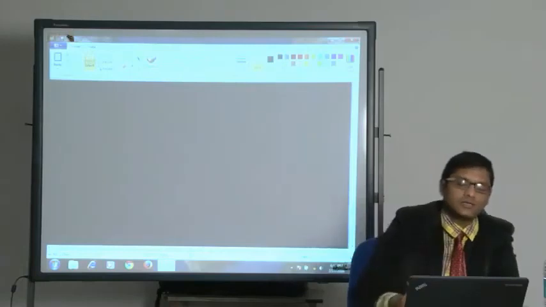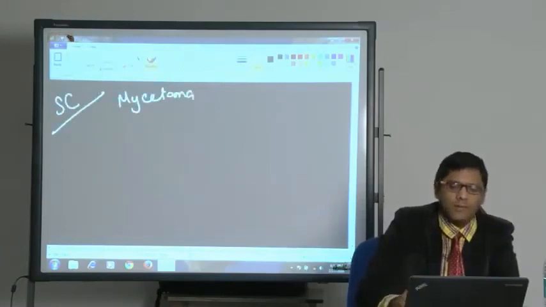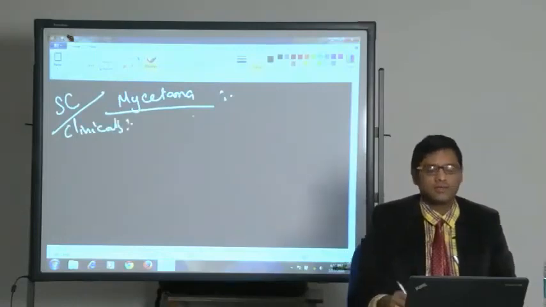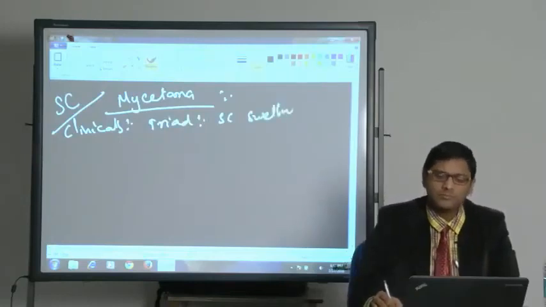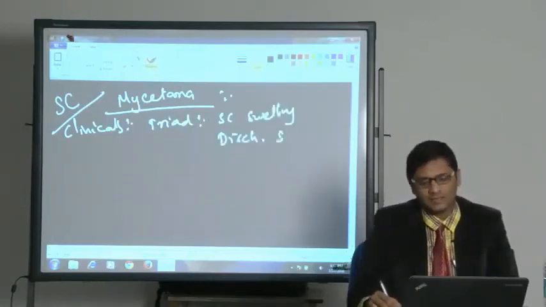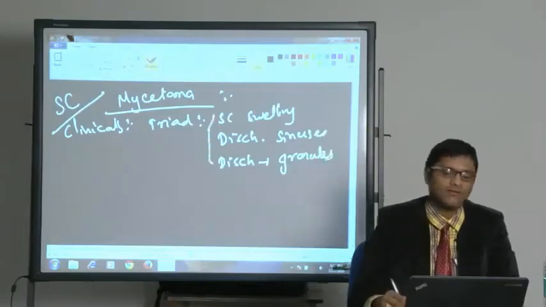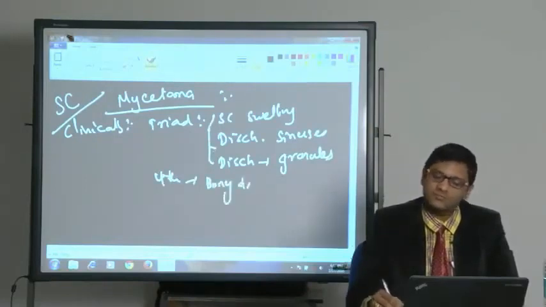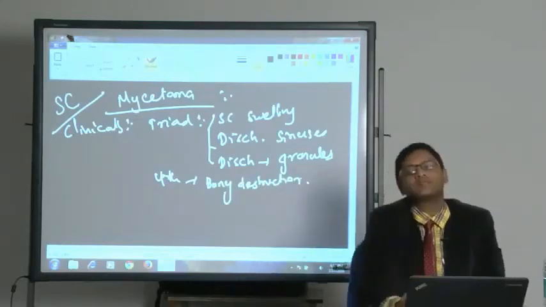Next is subcutaneous mycosis, to start with mycetoma. Clinically, it is a triad of subcutaneous swelling, discharging sinuses, and the discharge contains granules. This is the triad of mycetoma, and they have a fourth property of bony destruction. Most mycetoma cases have a tendency of bony destruction.